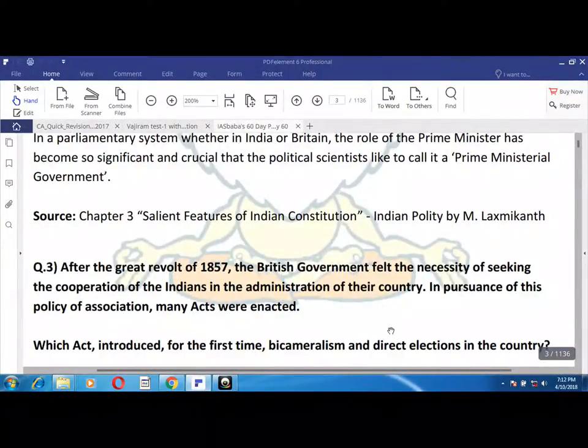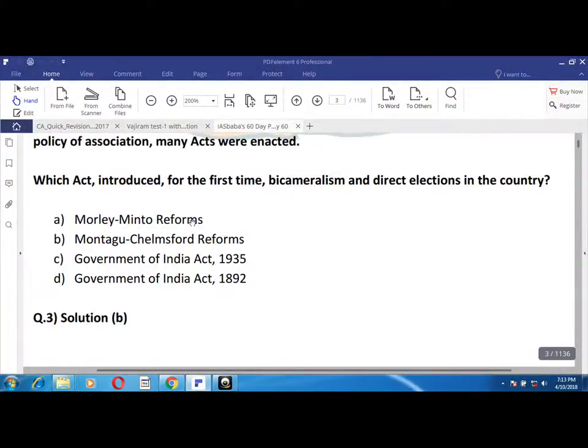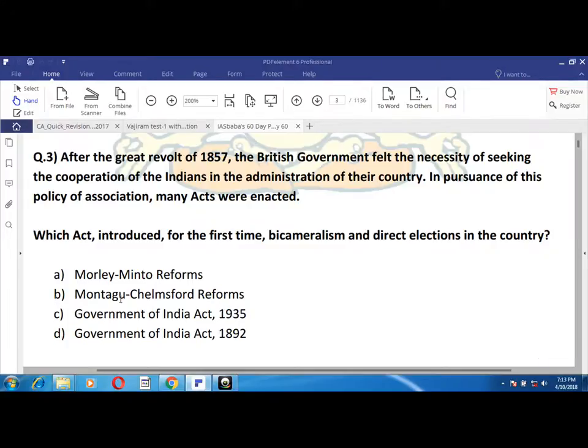Okay, and here you can see the source. After the Great Revolt of 1857, the British government felt the necessity of seeking the cooperation of the Indians in the administration of their country. In pursuit of the policy of association, many acts were enacted. Which act introduced for the first time bicameralism and direct election in the country? It is the Montagu-Chelmsford reform. B is the correct answer. So Montagu-Chelmsford reform: bicameralism and direct election in the country.